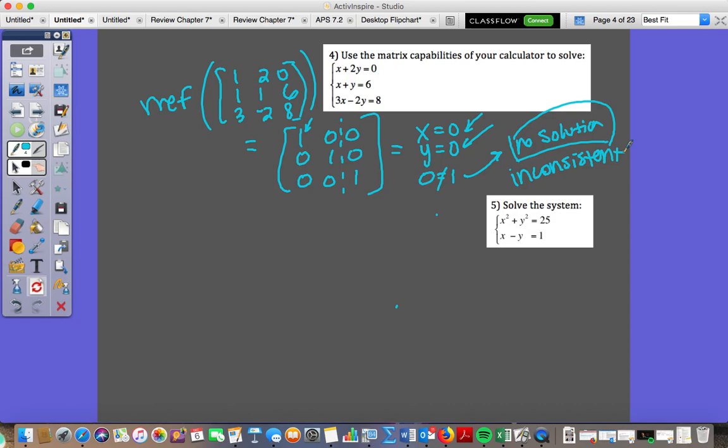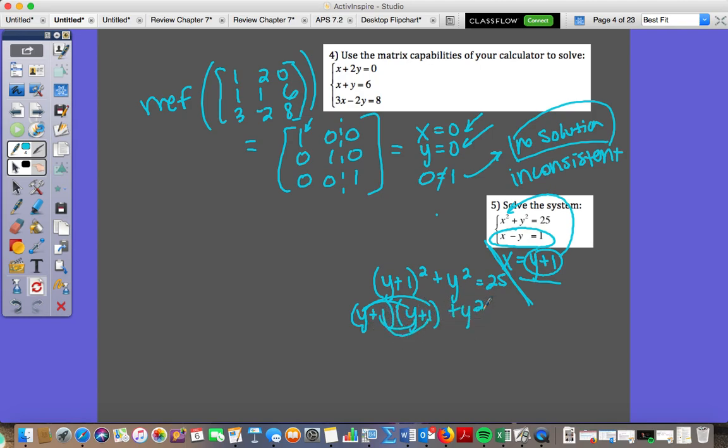You'll notice that on number 5, if I desired, I could add y to get x is equal to y plus 1, which allows me to then substitute y plus 1 in for x, okay? Which would be then y plus 1 squared plus y squared equals 25. Sorry, that's separate, right, over here. And then I could square y plus 1, distribute 1 to each, and then add y squared and go from there.